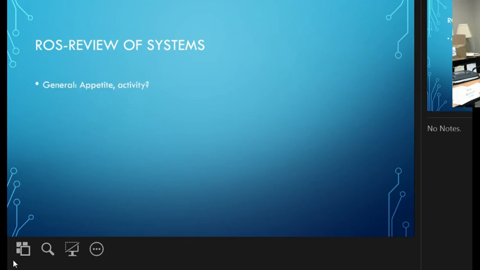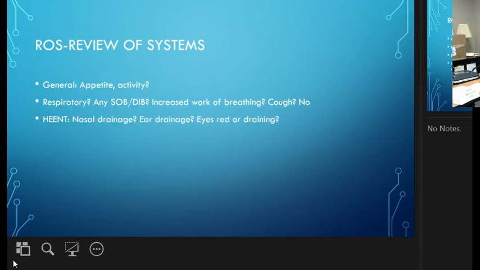Review of systems. General, how's his appetite? Activity, we already heard about his appetite being pretty good. Respiratory complaints. Has he had any shortness of breath, difficulty breathing, increased work of breathing, retractions, nasal flaring, all that? Any cough? The answer's negative on all counts.